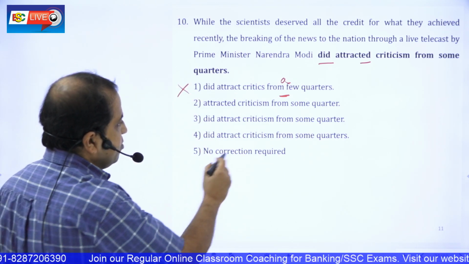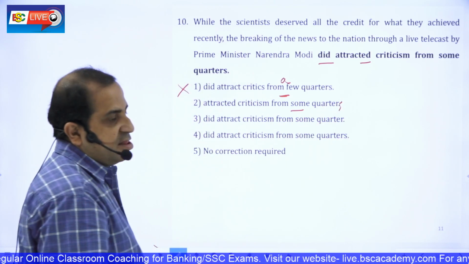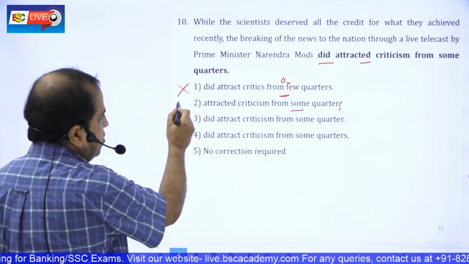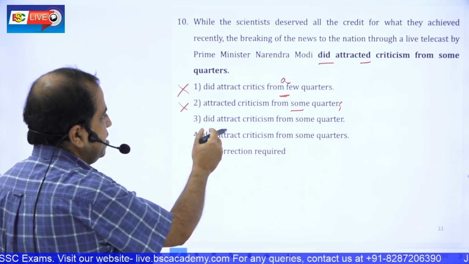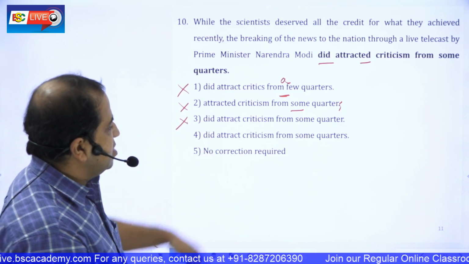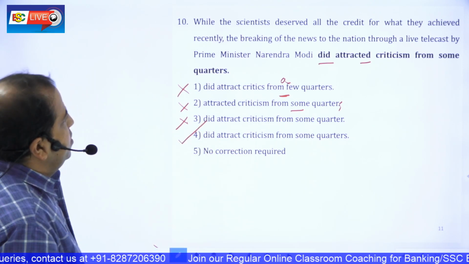Attracted criticism from some. Now when this is some, तो यहाँ plural होगा. This is some quarters. कुछ कोनों से आवाज आ रही है. So this will also not be there. Did it from some quarter, again for the same reason, this goes away. So did attract criticism from some quarters. This is the correct answer.